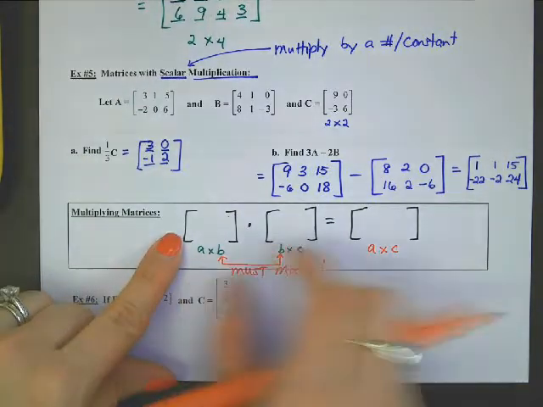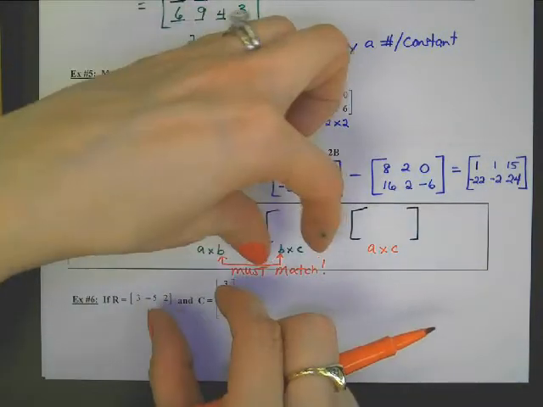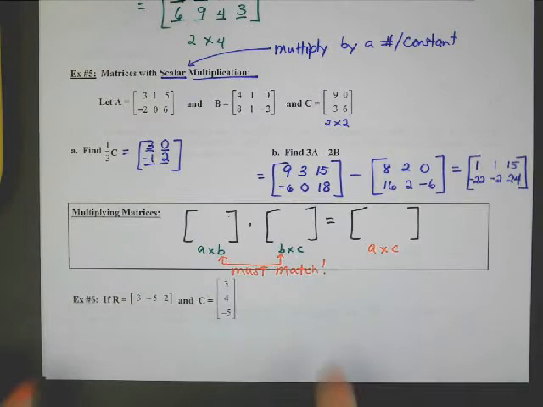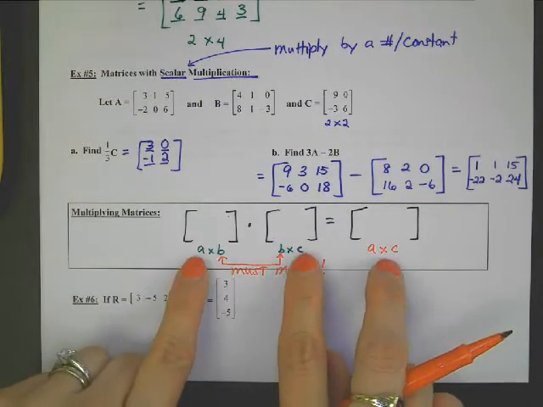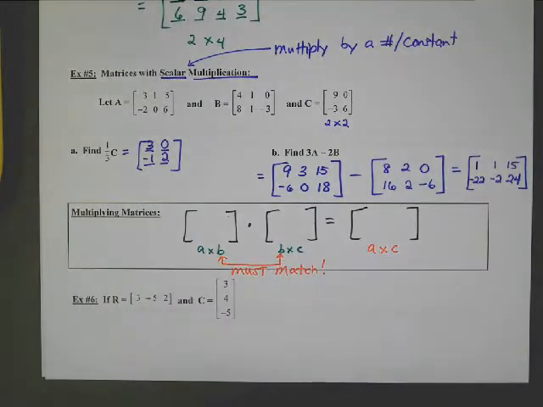So first you have to make sure you put them in the right order. You can't go switching these matrices around. It's not like regular number multiplication. You have to make sure the inner numbers match, and if they do, the outer numbers determine your size.